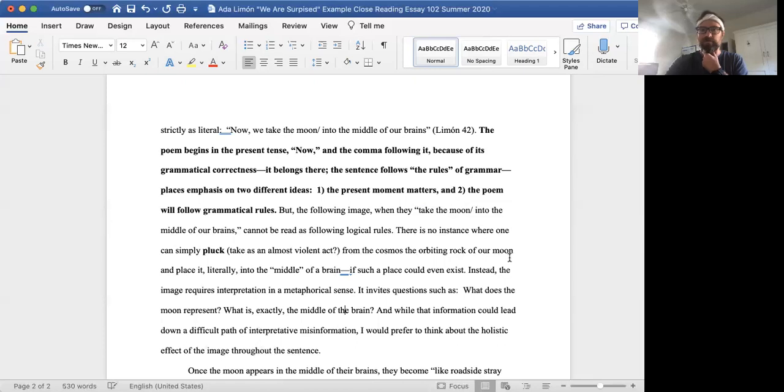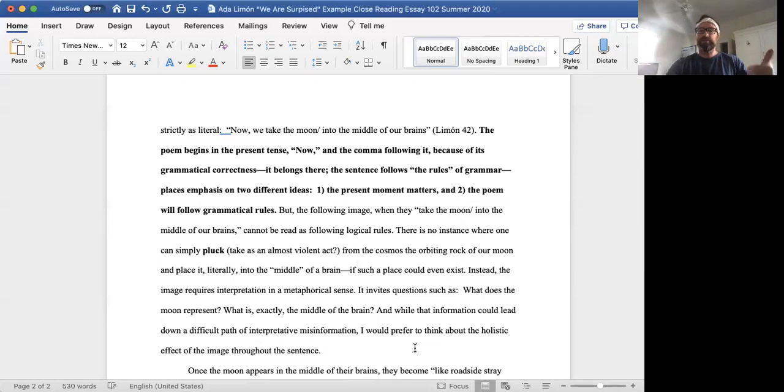"From the cosmos, orbiting rock of our moon, and place it literally into the middle of our brain." But this is what I'm trying to get at. You can't do it literally, so we have to read it more imaginatively, if such a place could even exist. Instead, the image requires interpretation in a metaphorical sense. It invites questions such as, what does the moon represent? What is exactly the middle of the brain?